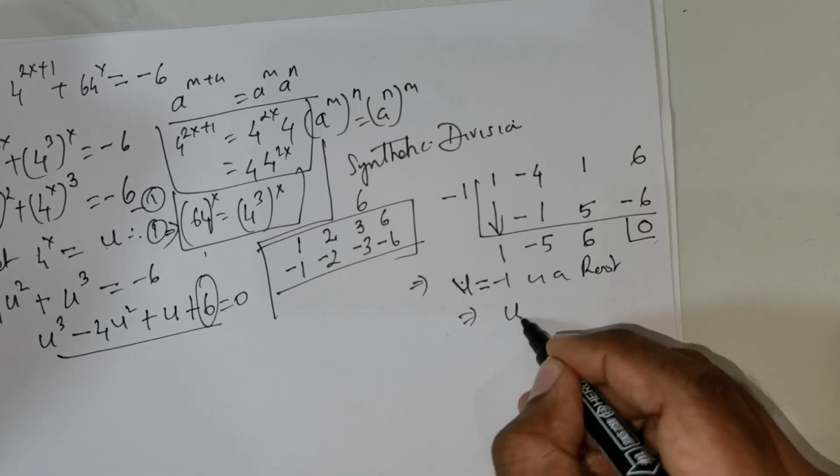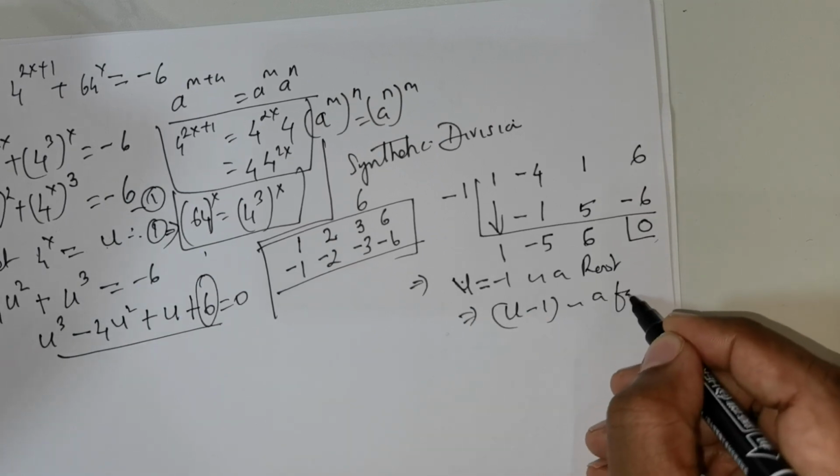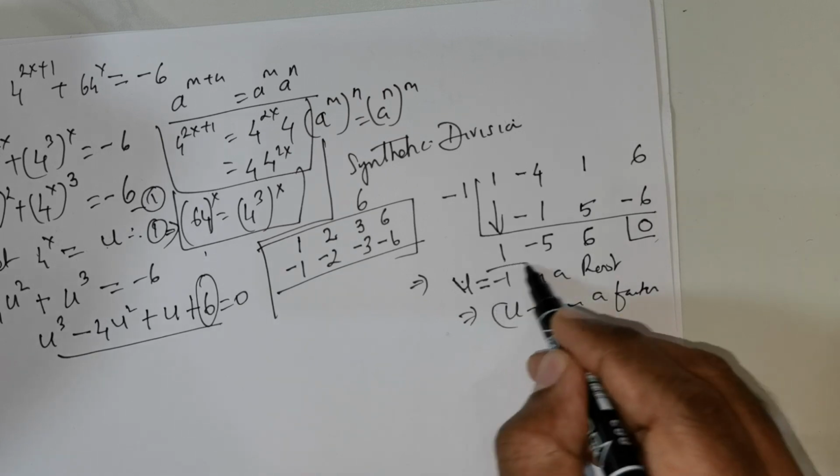So that would mean u plus 1 is a factor. Now how do you get the other factors from here?